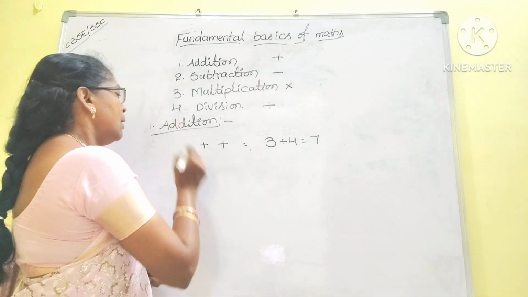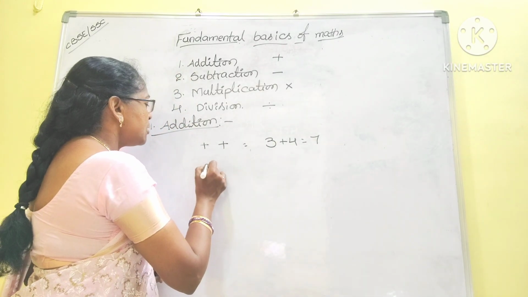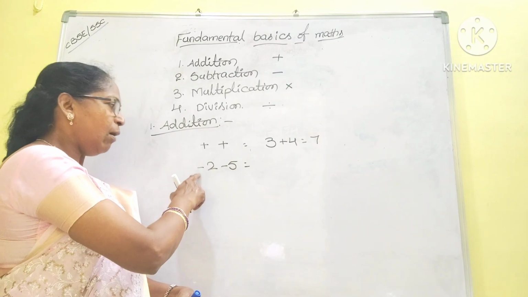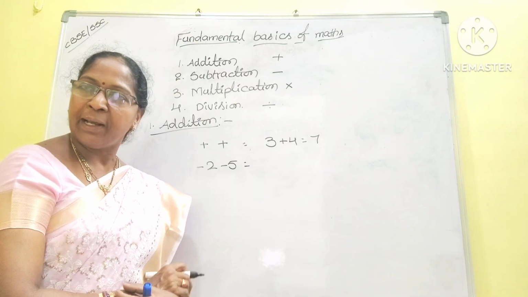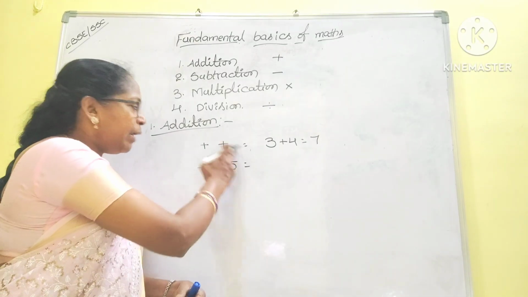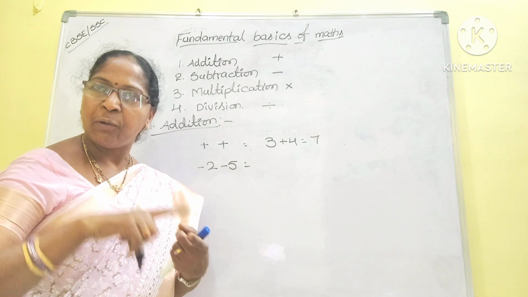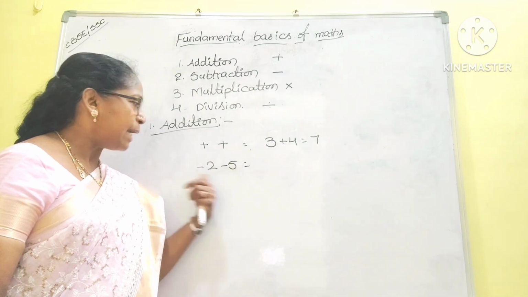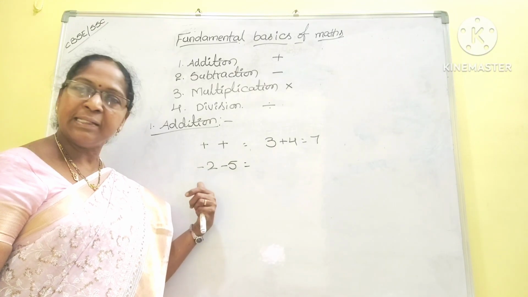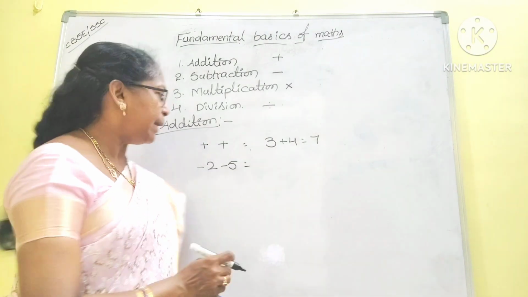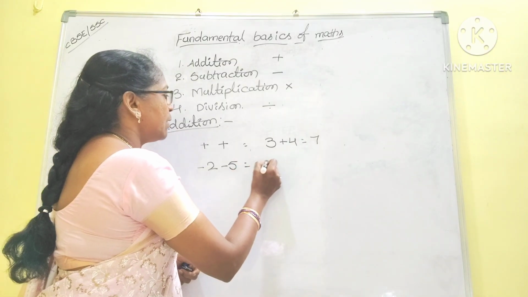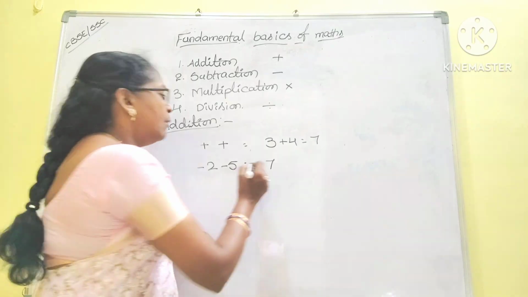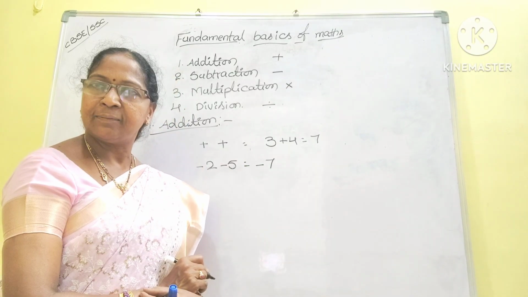This is one example. Suppose another one is minus 2 minus 7. Here both the numbers have a negative symbol. Whenever two symbols are the same, either positive or negative, you should add those two numbers and write the same symbol. Whatever symbol is there in the question, you have to write that symbol. Here 2 plus 5, first you add: 2 plus 5 equals 7, but both numbers have a negative symbol, so you should write minus.